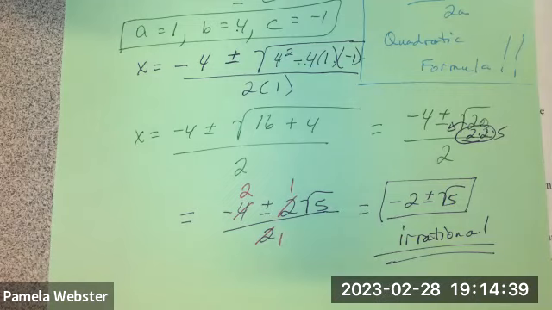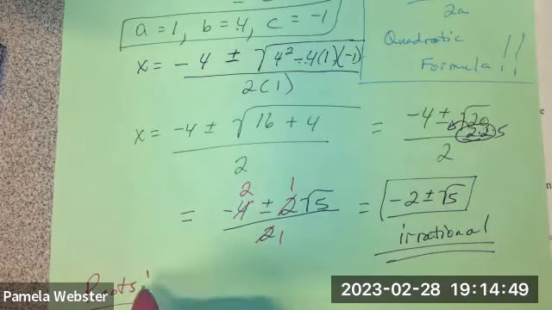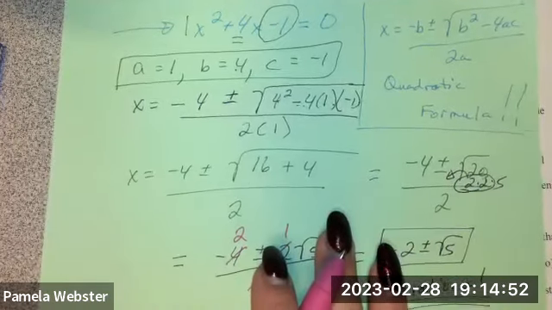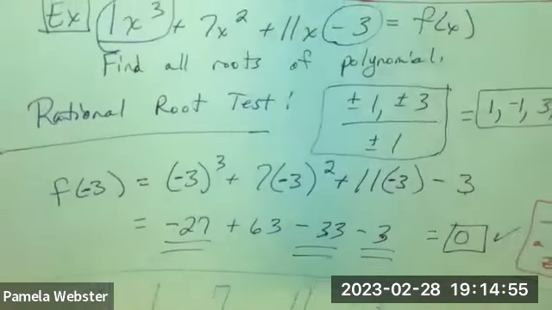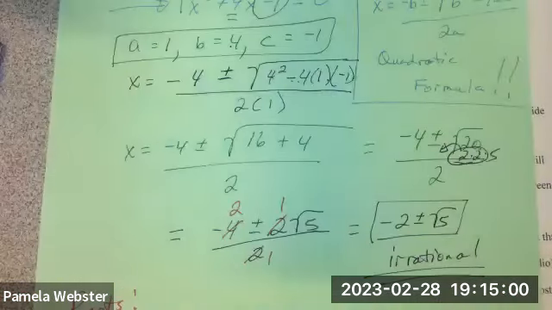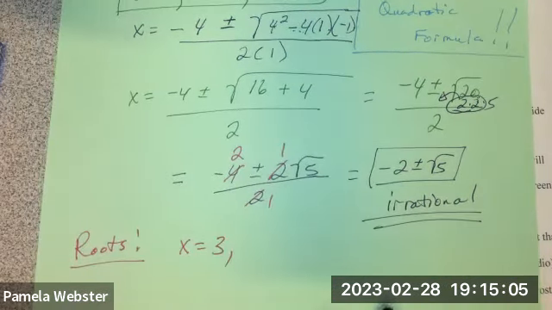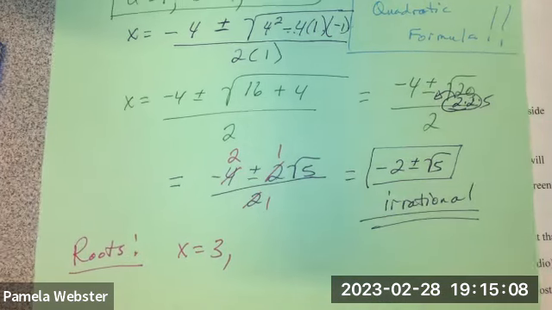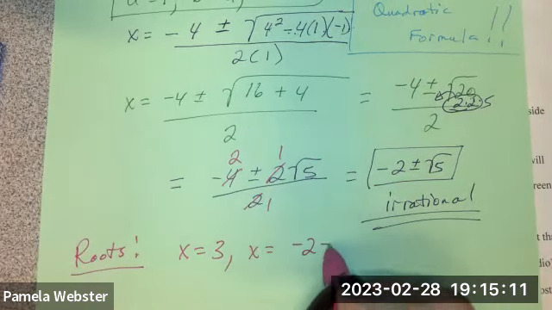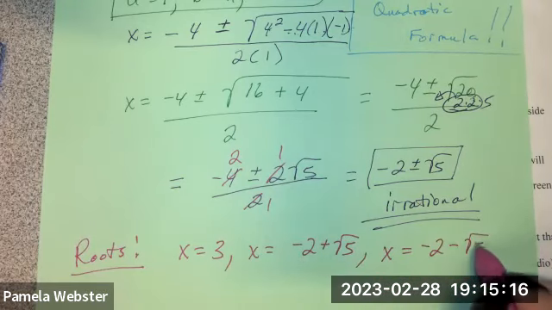All right. But what I want to do is make sure we know what our solutions are. So let's go back for just a second and talk about our roots. This was just the quadratic part of it, right? That I was solving. Let's go back here. We pulled out -3, right? It was a 0. So I've got x equals 3 as a solution. That's the one I did synthetic division on. I've got x equals -2 plus the square root of 5. And I've got x equals -2 minus the square root of 5.